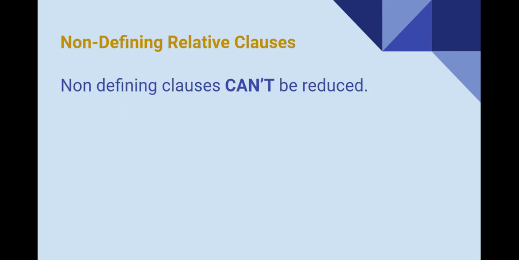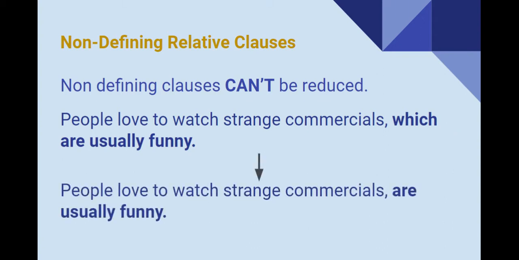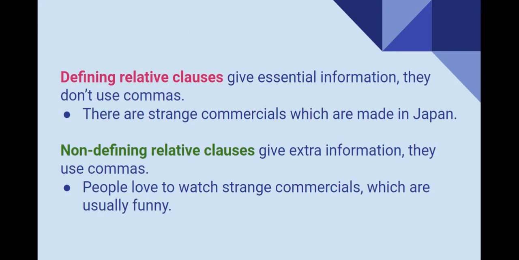Now notice that non-defining clauses cannot be reduced. People love to watch strange commercials, which are usually funny. People love to watch strange commercials. Are usually funny is not correct. Also notice that with non-defining relative clauses, we are not going to use that. Only relative pronouns such as who, which, where, when, or whose. Great. So, to summarize, defining relative clauses give us essential information, they don't use commas, and non-defining relative clauses give us extra information and they use commas.